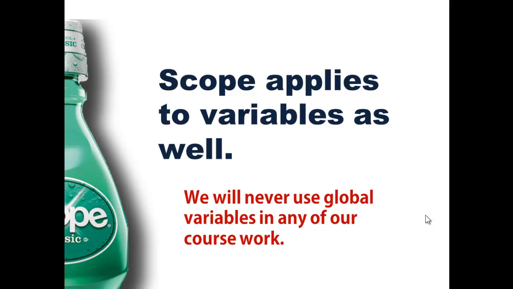Finally, scope applies to variables as well as constants. And within 361, 362, 372, any of the other coding classes, we will never, never, never use global variables in any of our programs. In fact, making global variables within your program to prevent having to pass the variables as parameters to your functions is a big no-no, and you don't want to do that. So let's avoid doing that.